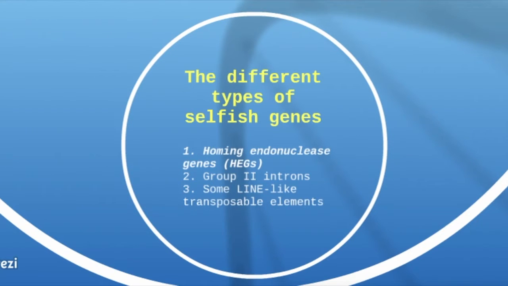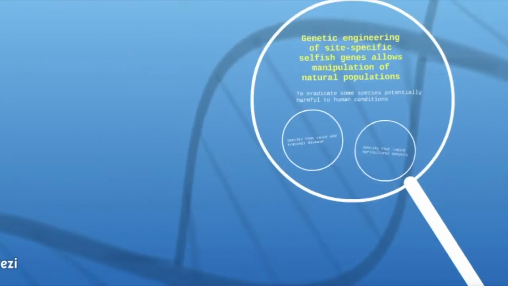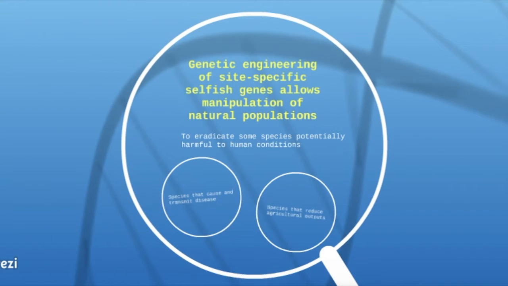transposable elements. Only the example of HEGs will be exposed due to a simpler mechanism, but the two others present diverse applications too. In this video, we will show you different ways to genetically engineer those genes in order to target new sequences, allowing the manipulation of natural populations.